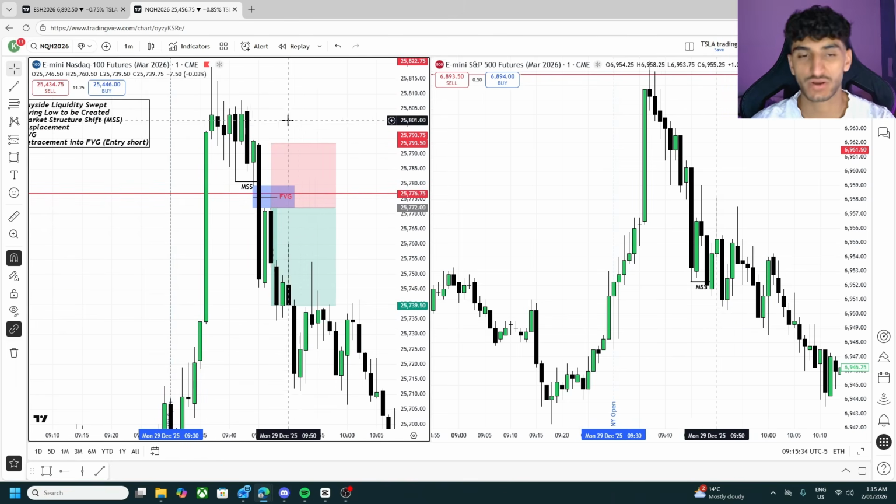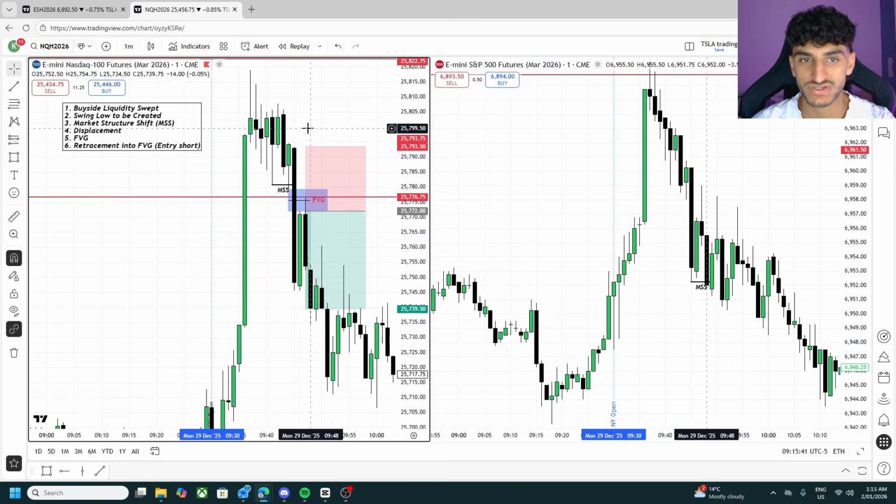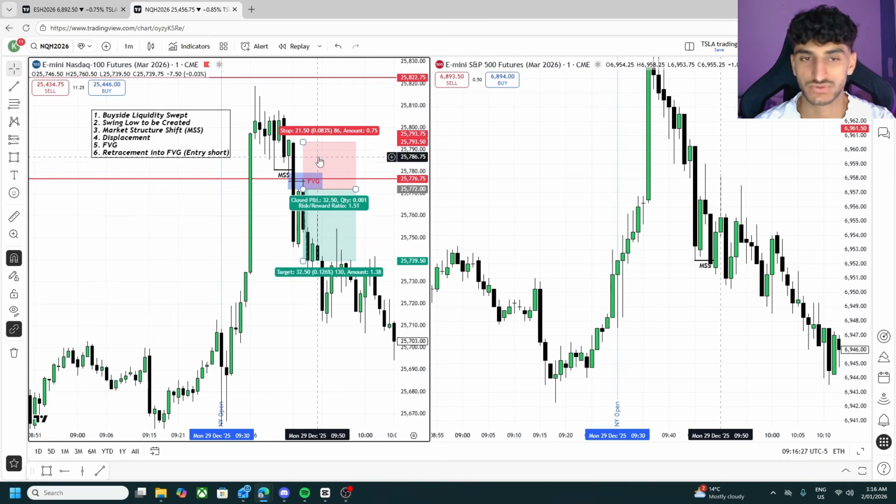Now coming into our stop loss placement, a stop loss placement in this scenario here would be above the displacement candle's high, which will be risking about 22 handles or so. Now you don't want to be risking more than 30 handles per trade. So in this scenario, we are absolutely fine.